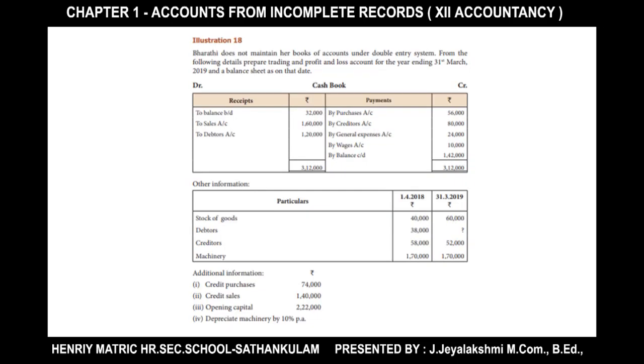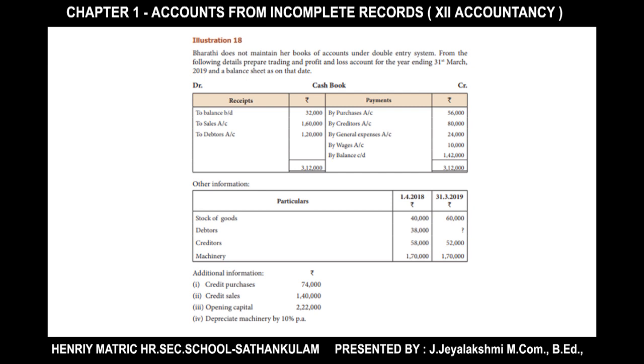Bhavi does not maintain her books of accounts under the double entry system. That means Bhavi's records are incomplete. From the following details, prepare the trading and profit and loss account for the year ended 31st March 2019 and the balance sheet as on that date. Here they ask us to calculate the profit and loss account and balance sheet. But we don't know the debtors amount, isn't it? So we have to calculate debtors with the help of the cash book and other information given, using the transactions.